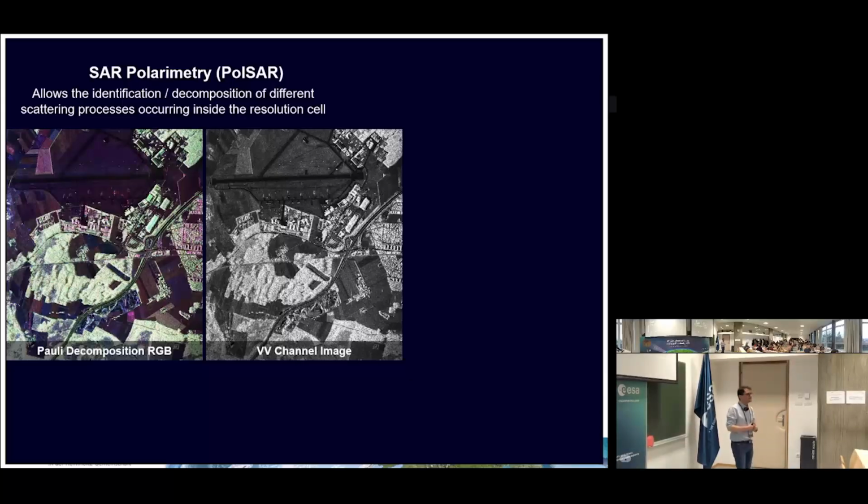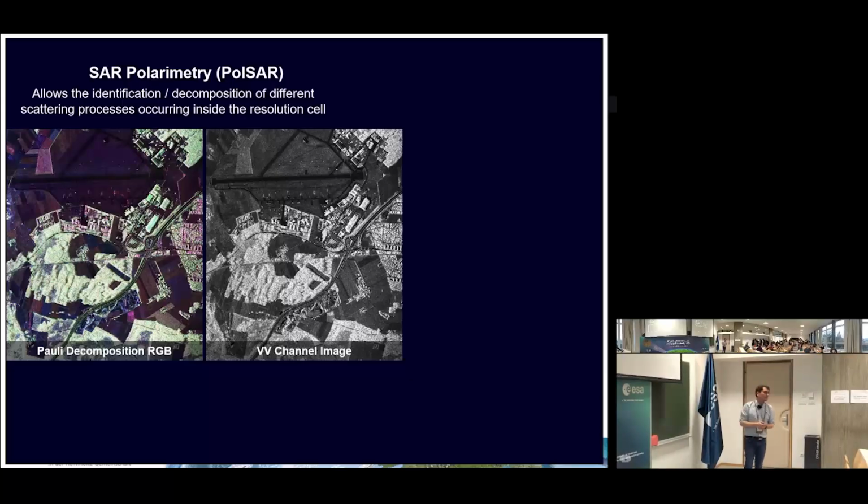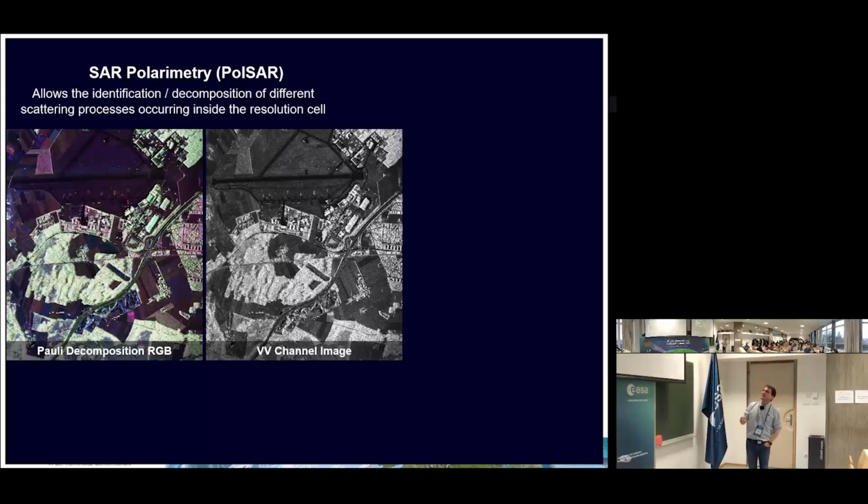But still, from here to here, here it's only brightness, here it's brightness and phase. So you win the phase back. In particular, you win the phase difference between the different polarimetric channels. So it's always a relative phase information. But here you have it, here you have not. And the fact that you have a relative phase information allows you to separate the scattering mechanism. And you see here, this is one of the most common representations, the Pauli decomposition.